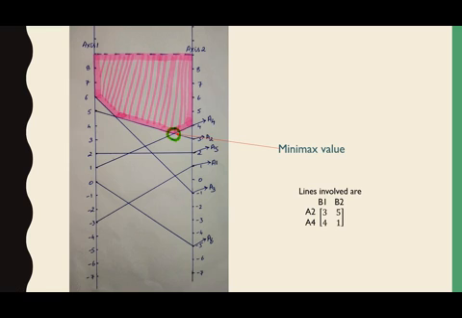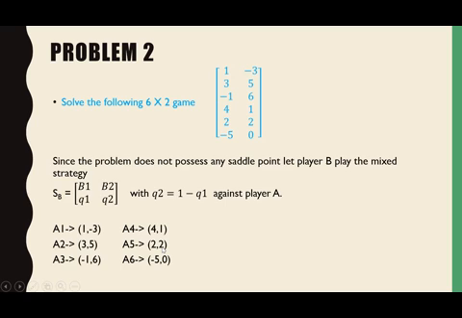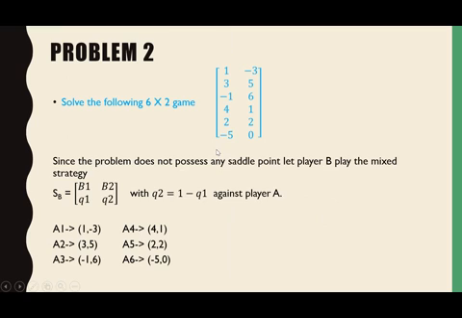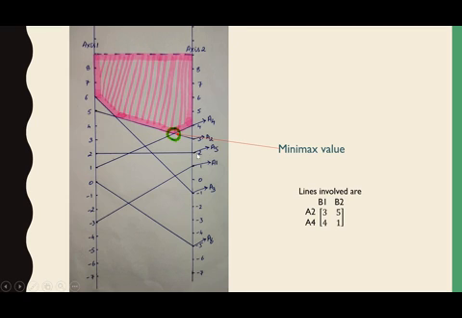Okay. Next, for A5 it is 2 comma 2. 2 along axis 2 and 2 along axis 1. So this is the line A5. Next, A6 is minus 5 comma 0. Minus 5 in axis 2, 0 in axis 1. So this line will be A6. So I have identified all the lines. I have drawn all the lines.